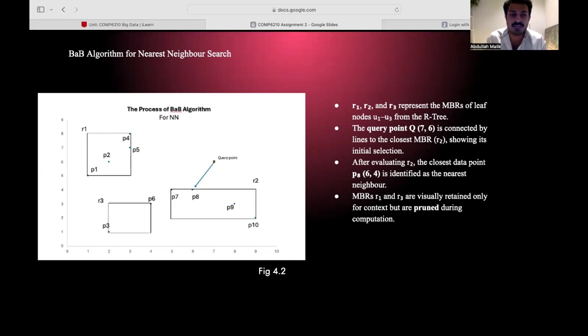inside it, P7, P8, P9, and P10. It then finds that P8, which has the coordinates 6, 4, is the nearest neighbor. The other rectangles R1 and R3 are skipped because their minimum possible distance is greater than the distance to P8. This shows how branch and bound significantly reduces comparisons by pruning irrelevant regions instead of checking all points.